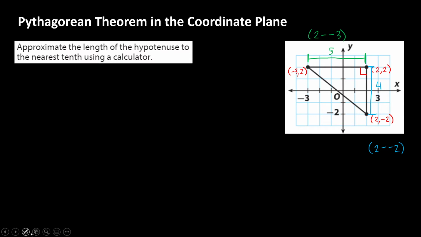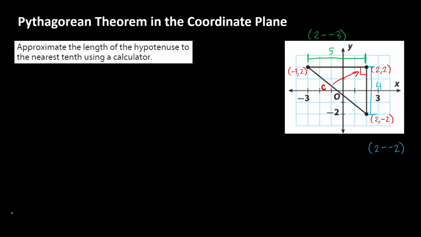And now we have our unknown side. The unknown side is diagonal. There's not really any way for me to count. There are no units that I can count here. So that's why we're going to use the Pythagorean theorem to find out what the hypotenuse is. I know this is the hypotenuse because it's across from the right angle.